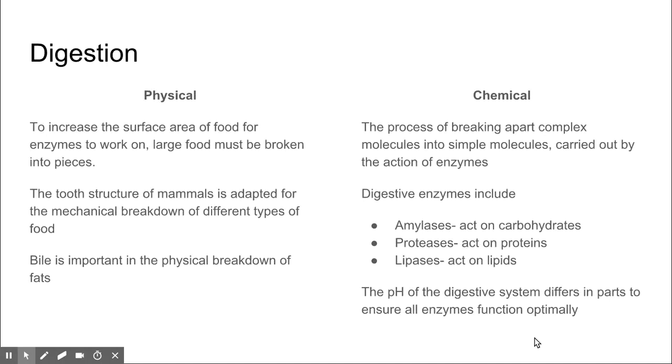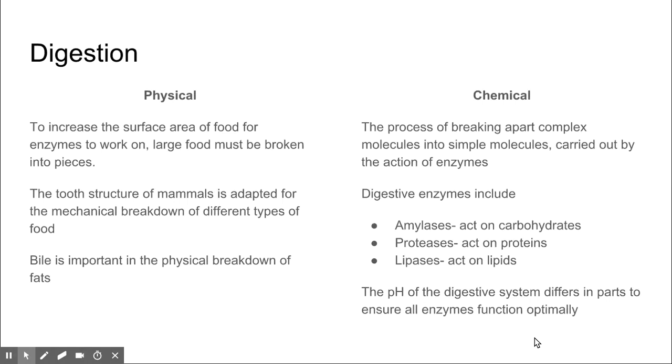The physical digestion is the first step in the process, and its main aim is to increase the surface area of food for enzymes to work on, and large food must be broken into pieces. So the tooth structure of many mammals is adapted for the mechanical breakdown of different types of food, but bile is also one of the other ways that we can physically digest our food. And this is important for the physical breakdown of fats. And we'll look more closely into the tooth structure of a variety of mammals based on the diet they have.